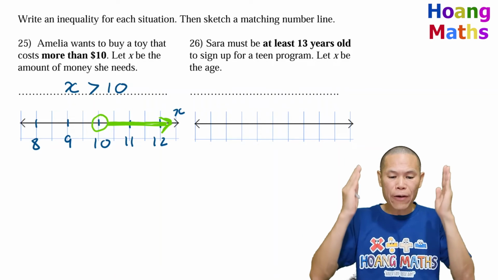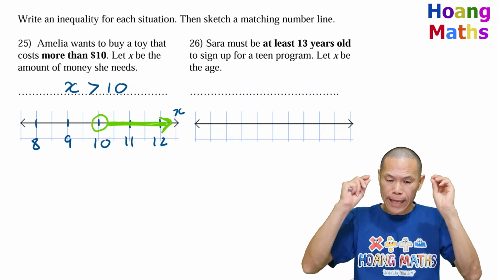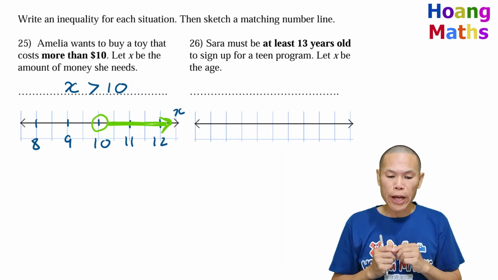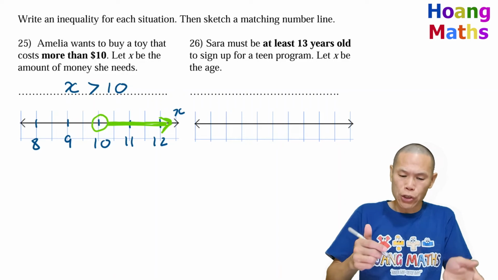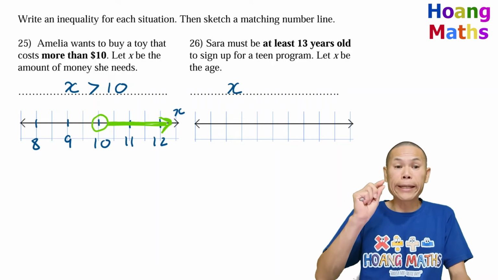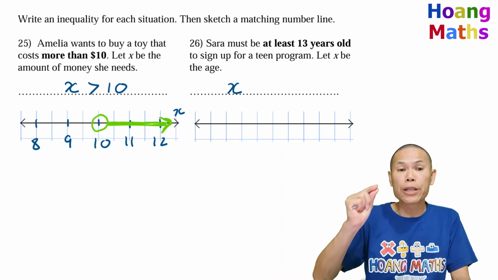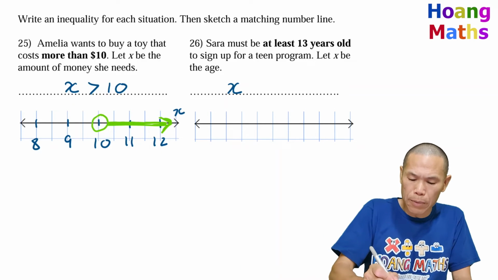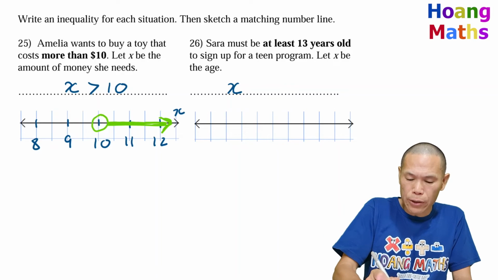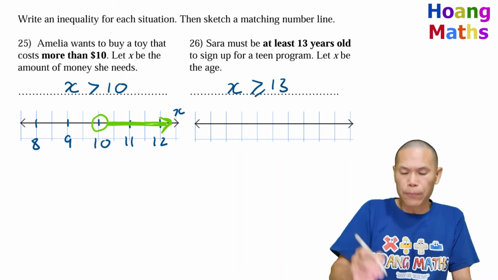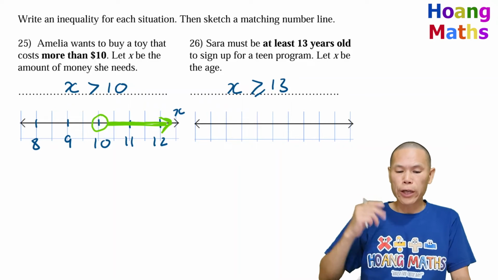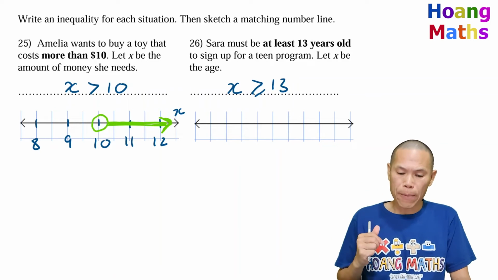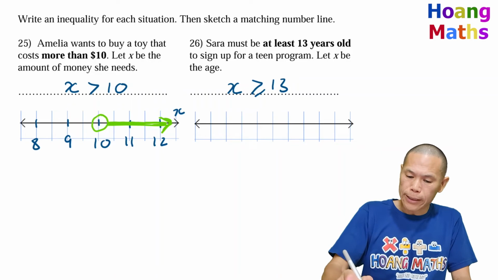So we know that Sarah must be at least 13 years old to sign up for a teen program. So X is the age. X at least, that means from 13 onward, including 13. So X is greater than or equal to 13. So she is either 13, 14, 15, and so on. Then she can sign up for the teen program. So this is X.